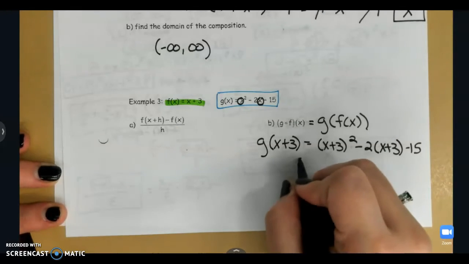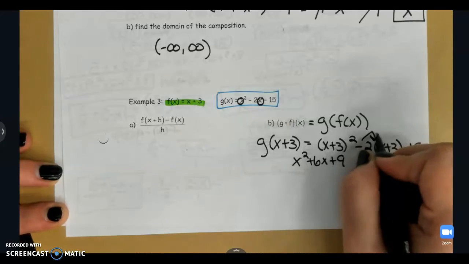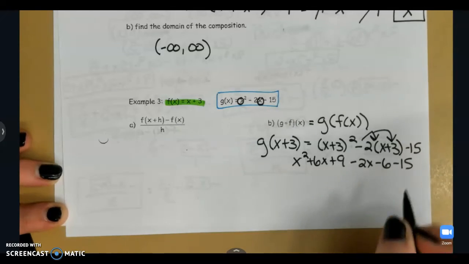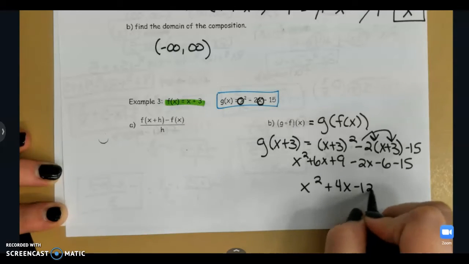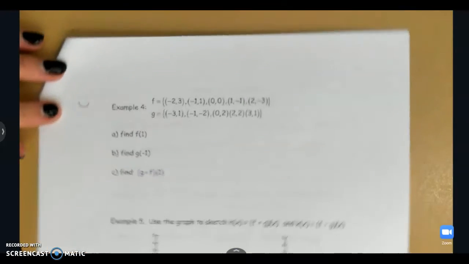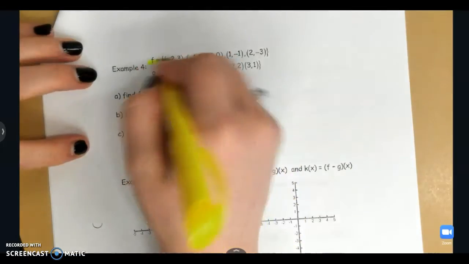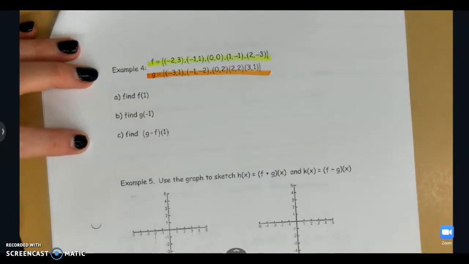So remember, this we have to FOIL. Here we distribute the minus 2, and we're going to combine our like terms. And here is our final composition. All right, and then that last page, we can also do this with a table of values. So I'm going to color code once again. This is my f function. This is my g function.